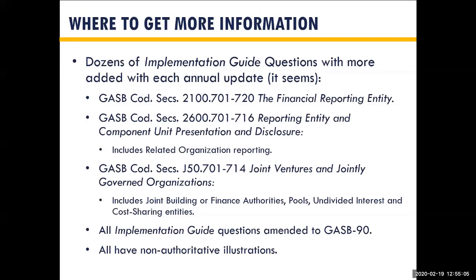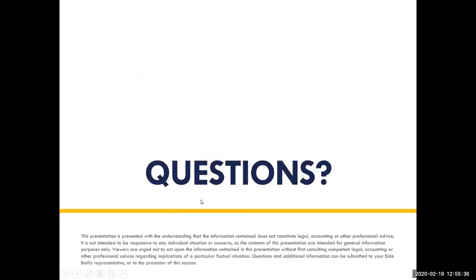Plenty of illustrations. The illustrations, for example, under joint ventures and jointly governed organizations included joint building, joint finance authority, undivided interests, cost sharing entities, and so on. All of these have implementation guide questions that have been amended to GASB Statement number 90, and I'm sure they're going to be amended over and over again as we go on into the future. So with that is our hour.